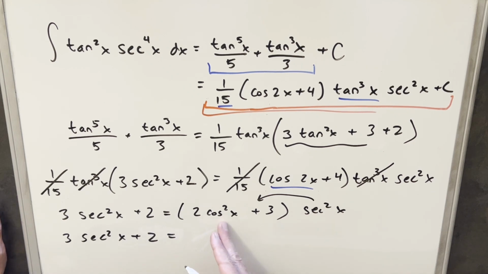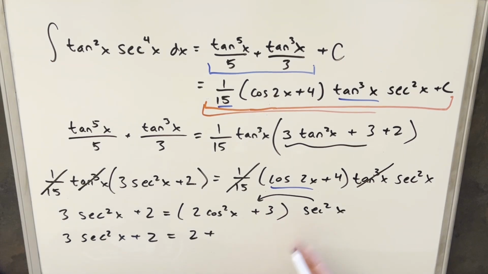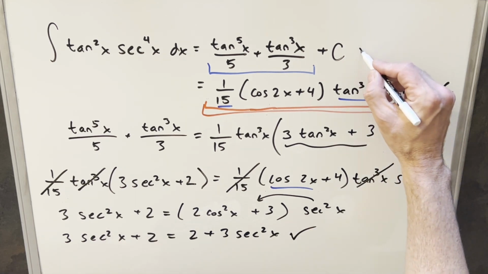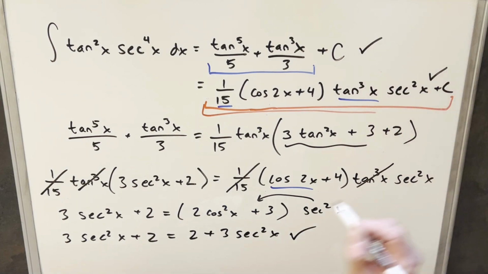Secant squared x times cosine squared x is just 1. So for our first term, we're just going to have this 2 left over. And then for the second term, we're just going to have 3 secant squared x. But now we just have our left side and our right side the same thing in a different order. So we can say this is the same thing. And so we can see that my solution here is the same thing as the solution that Wolfram Alpha has.